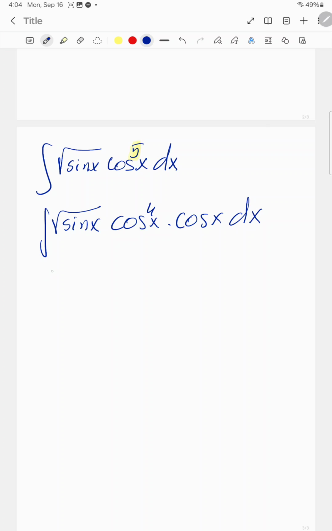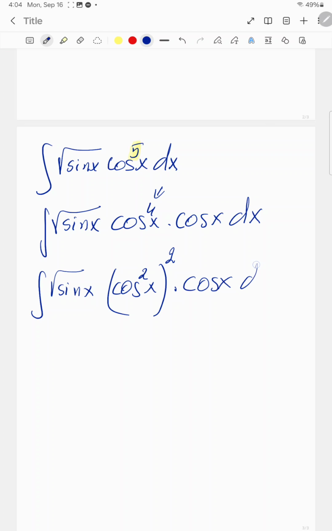So, I want to make it to the power of 2, because for the trigonometric identity, it's always to the power of 2. So this power of 4, I want to make it power of 2. So it becomes the integral of (square root of sine x times cosine square x) all to the power of 2, so it becomes cosine 4x times cosine x dx.